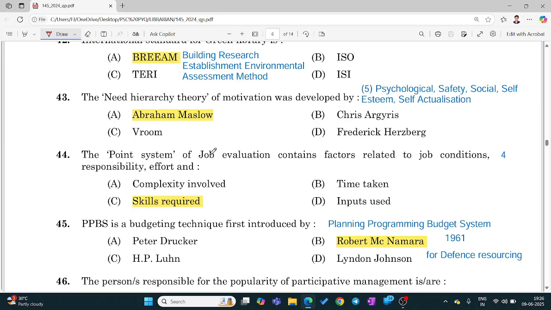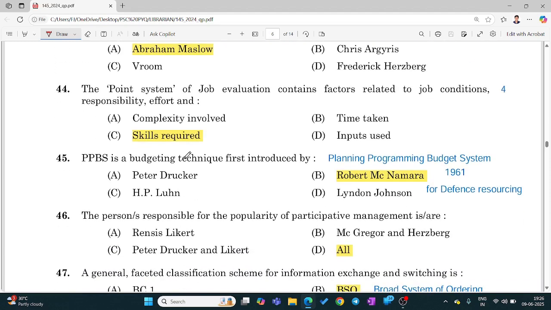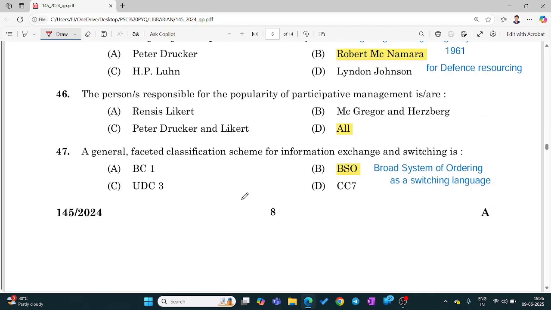The point system of job evaluation contains factors related to job conditions, responsibility, effort, and skills required. PPBS is a budgeting technique first introduced by Robert McNamara. Answer. The persons responsible for the popularity of participative management are Rensis Likert, McGregor and Herzberg, Peter Drucker and Likert. ഇവരെല്ലാവരും ആൻസർ ആയിട്ട് വരുന്നുണ്ട്. സോ ഓപ്ഷൻ ഡി ആണ് ആൻസർ.